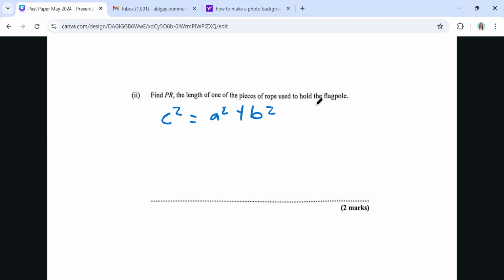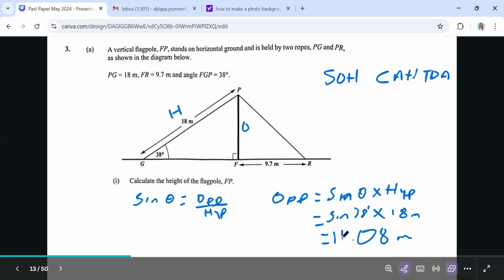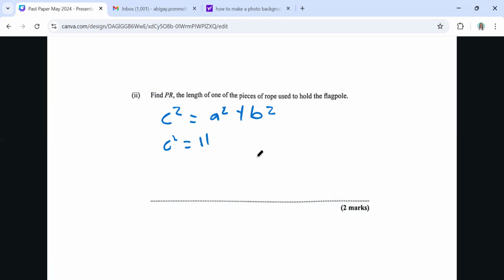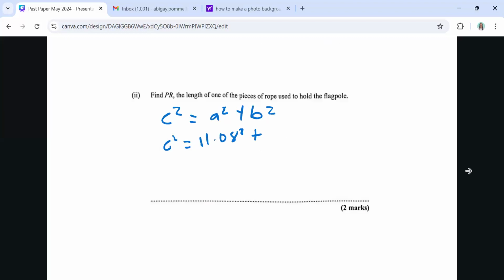So I leave that blank, right? And then we know A is what? A can be the longest side, which is 11.08 squared. And B will be 9.7 squared. Okay, so let us add that up in your calculators.